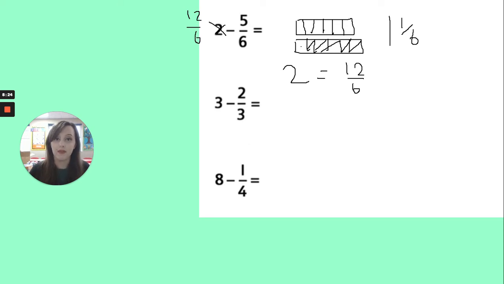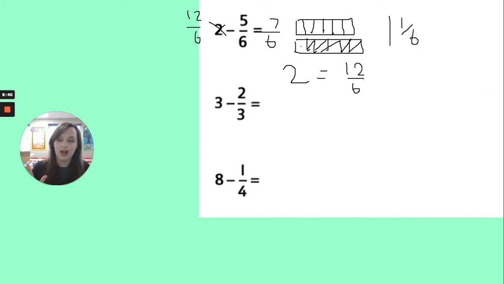12 take away 5 is 7, 7/6. I can see that that's more than a whole. I know there are 6/6 in a whole, so I have 1 whole and I have 1/6 left over. I get the same answer both ways. It's whatever works for you.